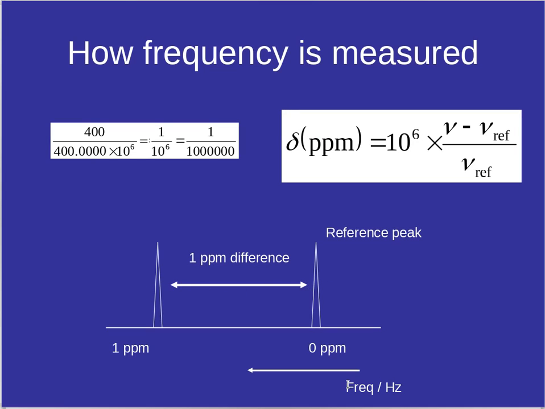So on the spectrum, we wouldn't indicate it as 400.0004 megahertz. We'd put the reference as 0, and we'd put that peak as 1 ppm. So the chemical shift in parts per million is 10 to the 6 times the difference of the signal from reference over the reference, and that will give you a part per million value. The question is, why else would we use it?